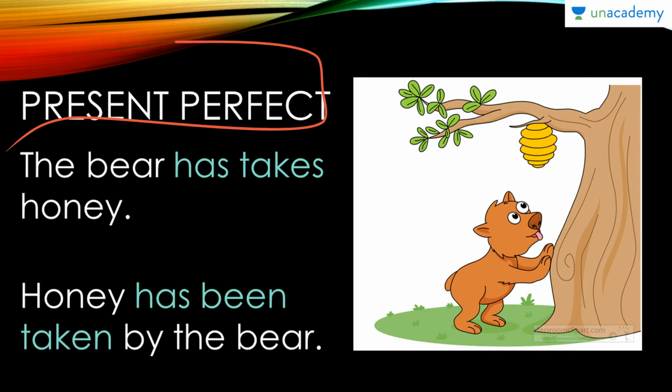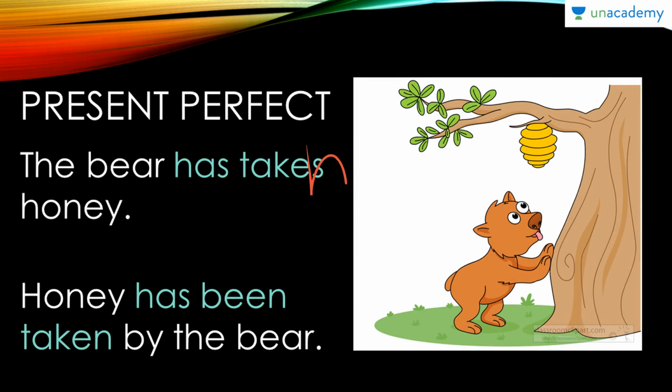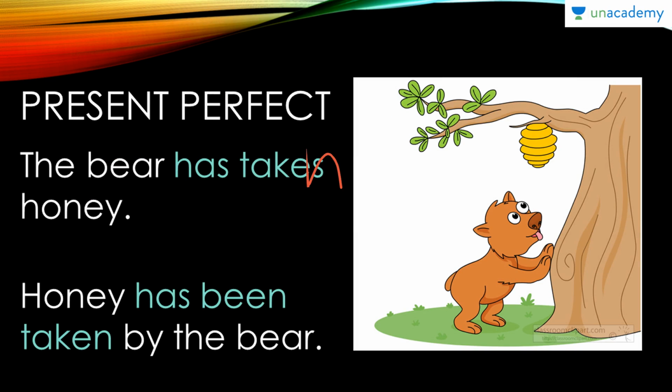In your present perfect tense, active voice, the bear has taken honey. I'm sorry, this is a small mistake. Has taken, not has takes. The bear has taken honey. So the bear here is the subject, honey is the object, and has taken is together jointly the verb. And this is an active voice.